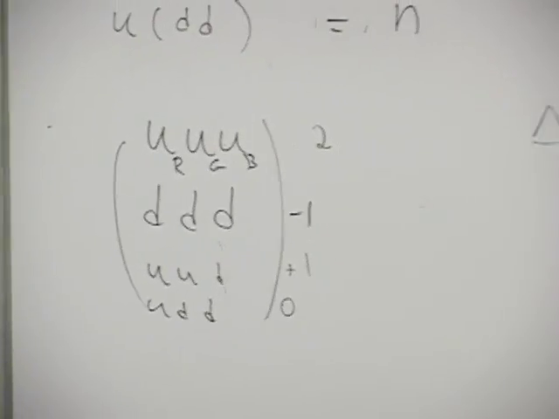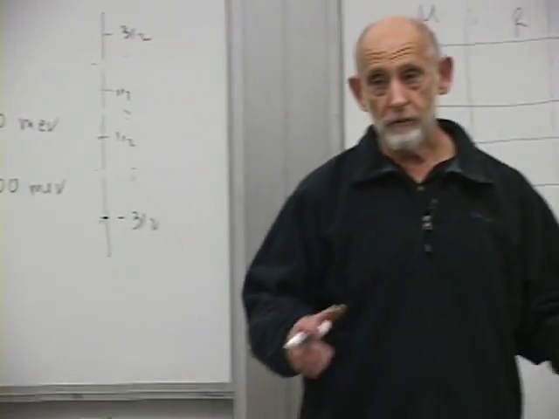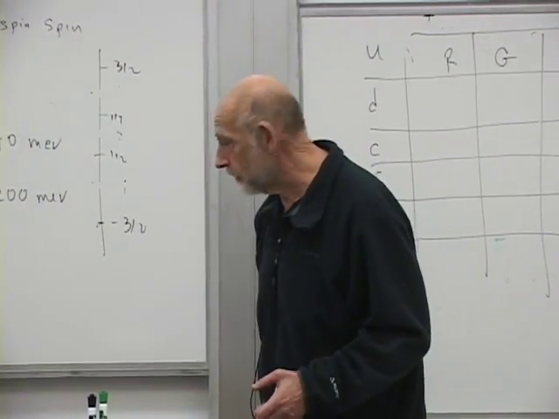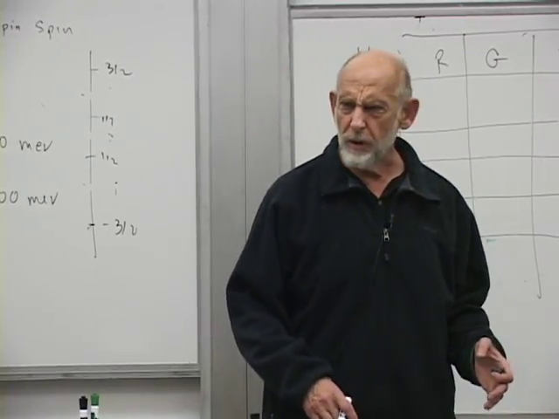The same trick, incidentally, works for protons and neutrons. You can understand the proton and neutron also as a red... What are my colors again? Red, green, and blue. Those are the primary colors, right?